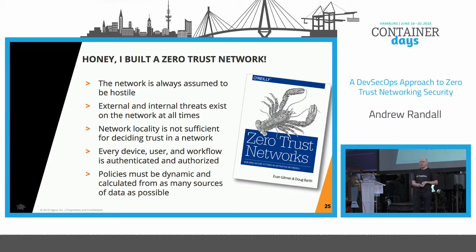External and internal threats exist all the time. So again, don't just assume that perimeter security, which is protecting against external threats, is going to protect your deployment. Network locality. So typically we've said, okay, if you're on the same network or you VPN'd in, you're effectively in the same network, that buys me trust. That's not really where trust comes from anymore. You've got to authenticate and authorize every device, user, and workflow.